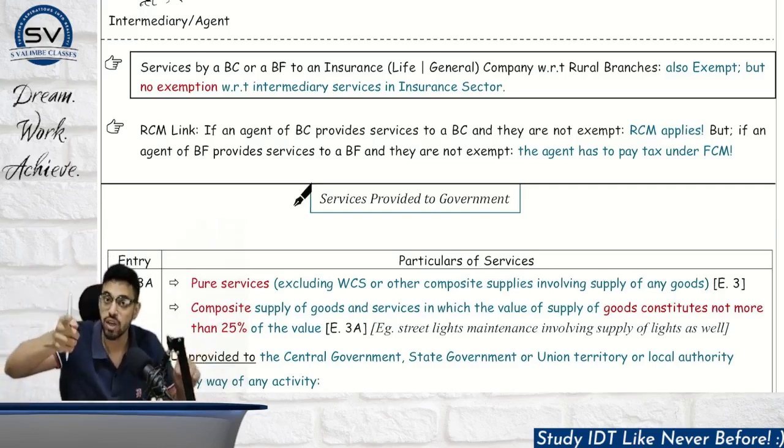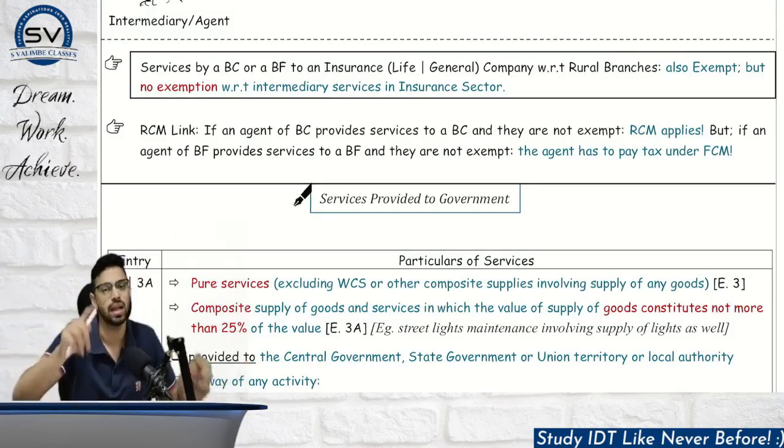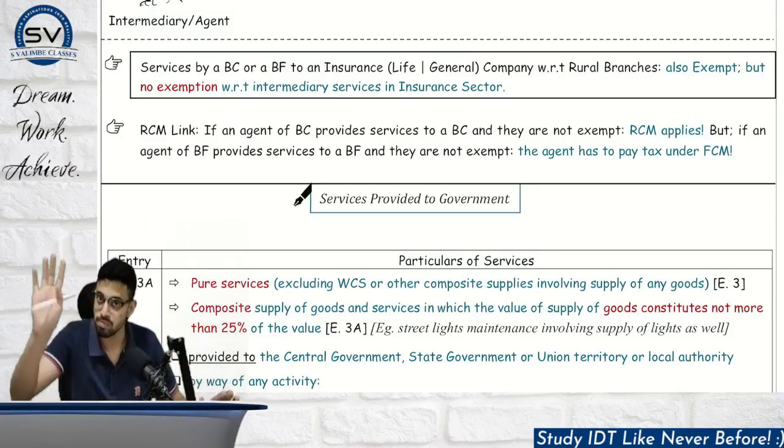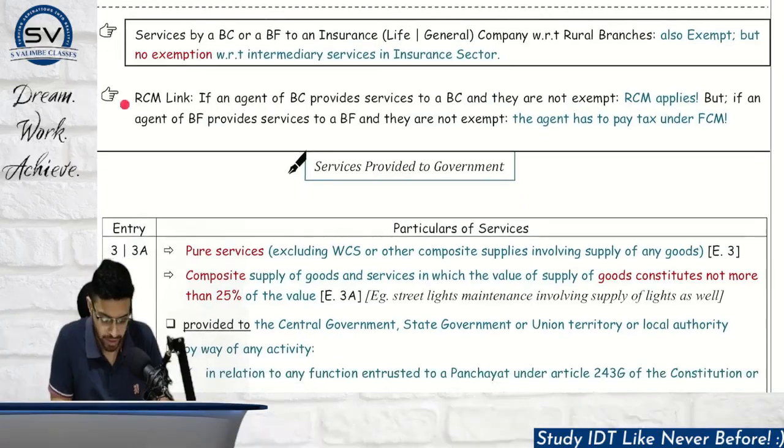But if it is an agent of BF to a BF, which is not exempt, basically urban area branches, then RCM will apply, because BF we consider as not eligible for paying GST. So you can read this. Basically, I have linked RCM provisions yet again.